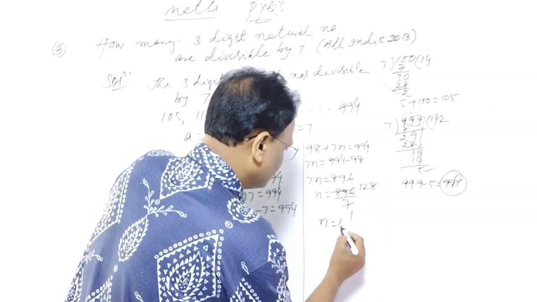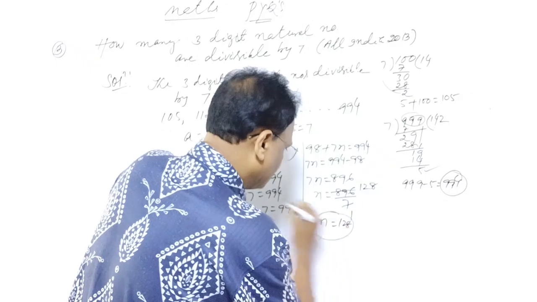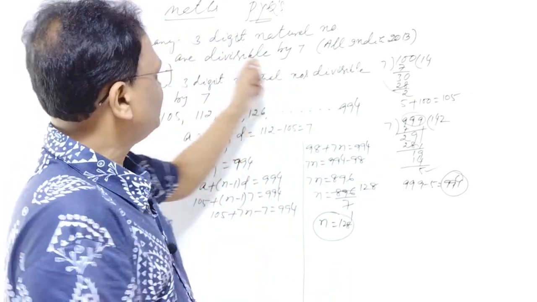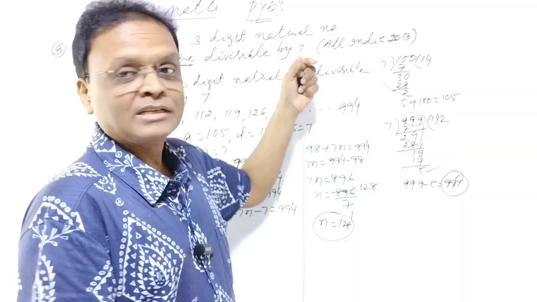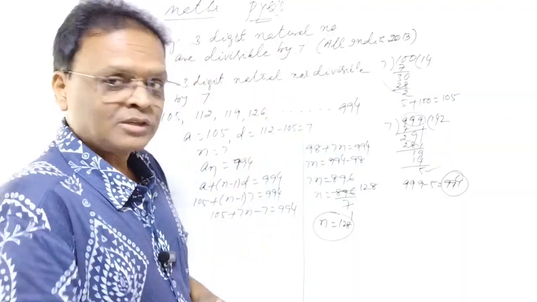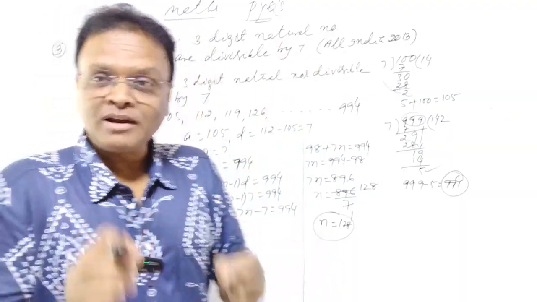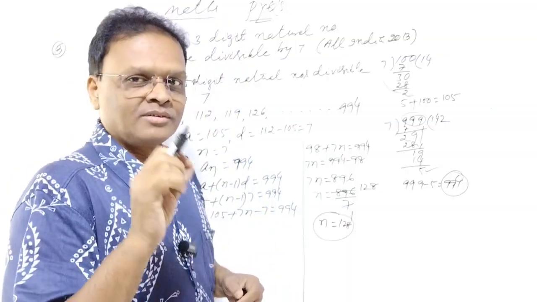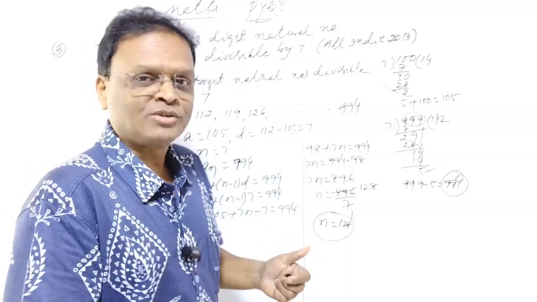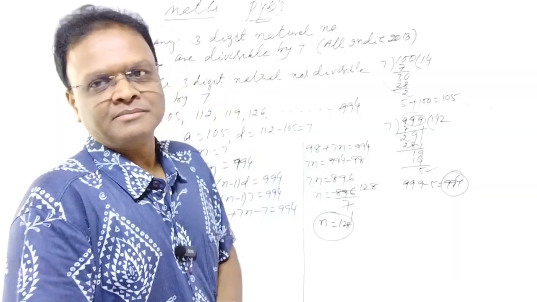So what did I get? He is asking how many 3-digit natural numbers are divisible by 7. So what I got: there are 128 natural numbers, 128 natural numbers which are divisible by 7.